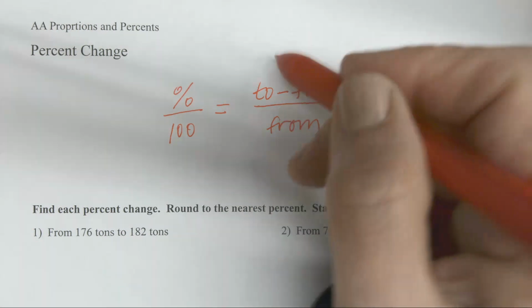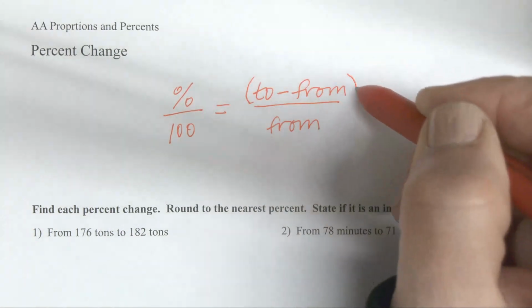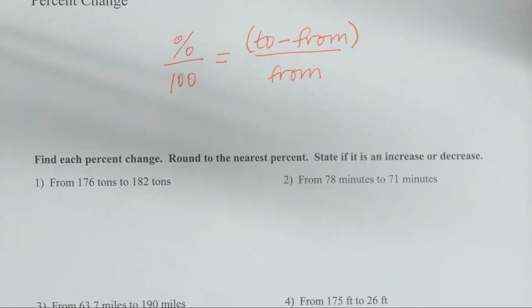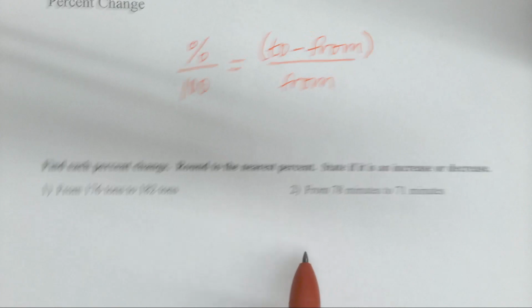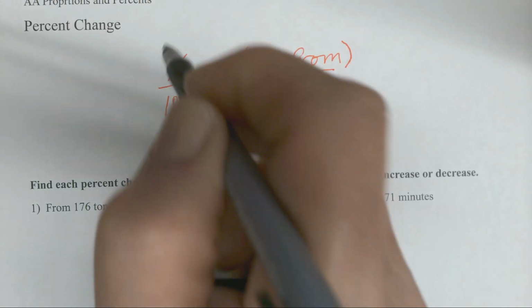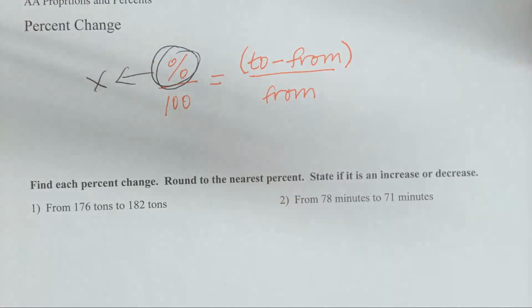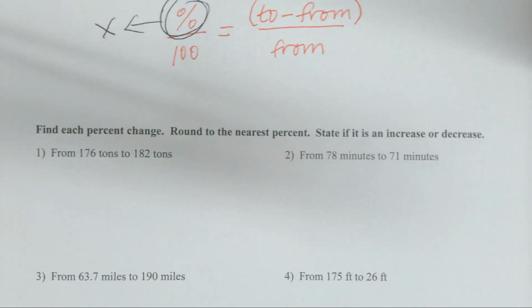And if you want to plug it in your calculator, keep in mind that you have to put parentheses around the top, the to minus from part. So when we see it in action, because we're always going to be looking for the percent, that will always be our unknown. I typically use X. You can use whatever letter you want.